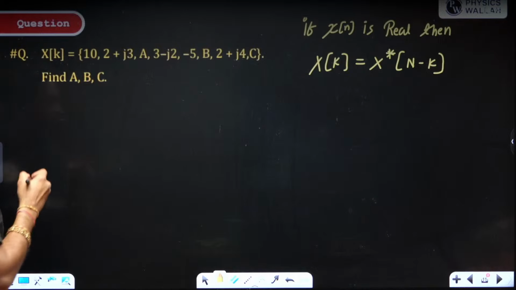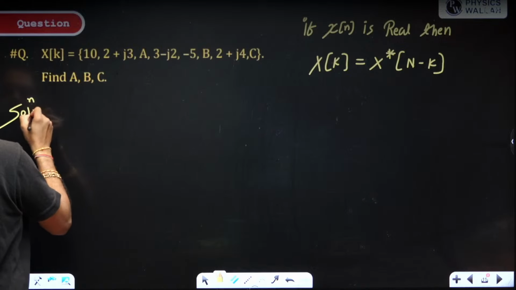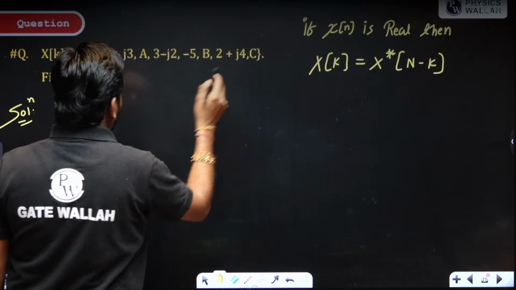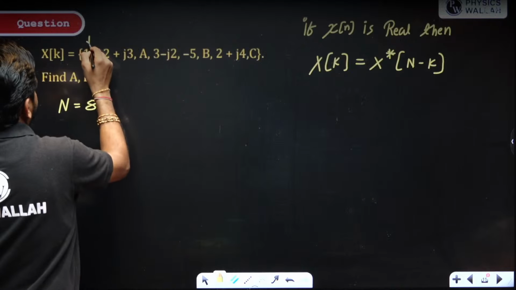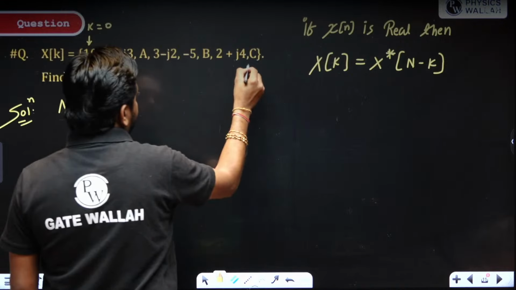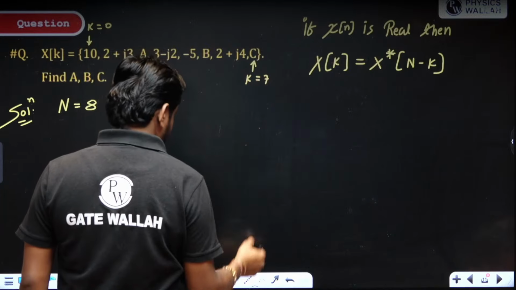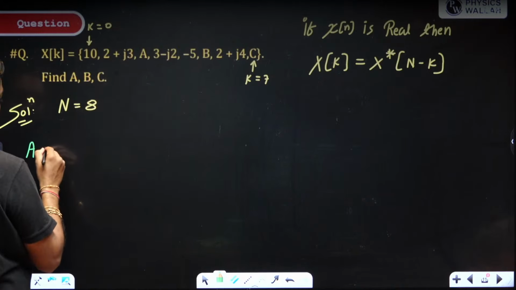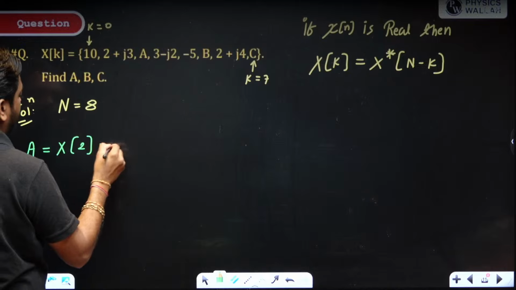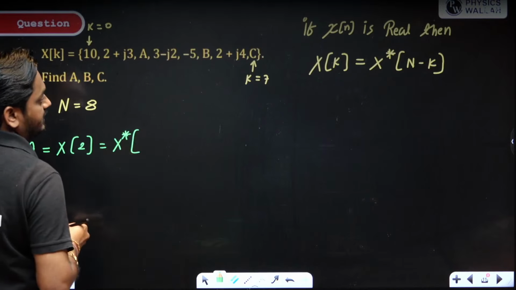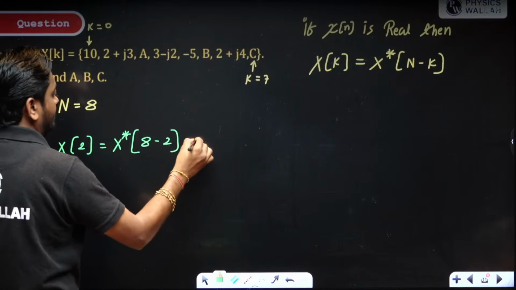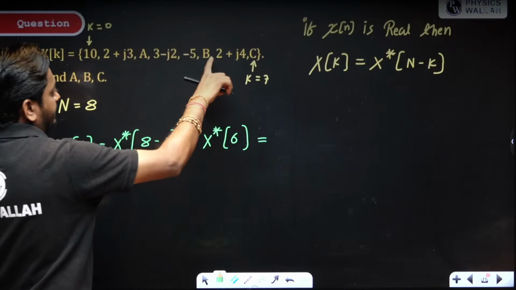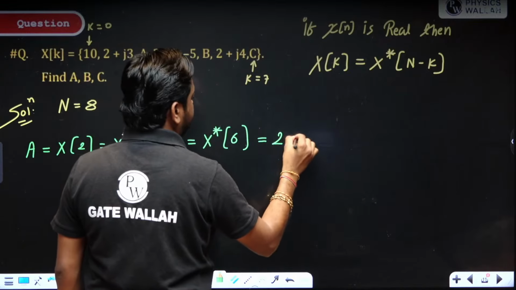Okay. So see here, how many point DFT, guys? 1, 2, 3, 4, 5, 6, 7, 8. 8 point DFT are there. And this is starting from k equal to 0, and the last is, of course, k equal to 7. Now they are asking the value of A, guys. So A is nothing but k equal to 0, k equal to 1, k equal to 2. So this is corresponding to x of 2. You can use the property x conjugate of N minus k, that is 8 minus 2, which is equal to x conjugate of 6, guys. So this is k equal to 7, this is k equal to 6, conjugate of this, that is 2 minus j4.